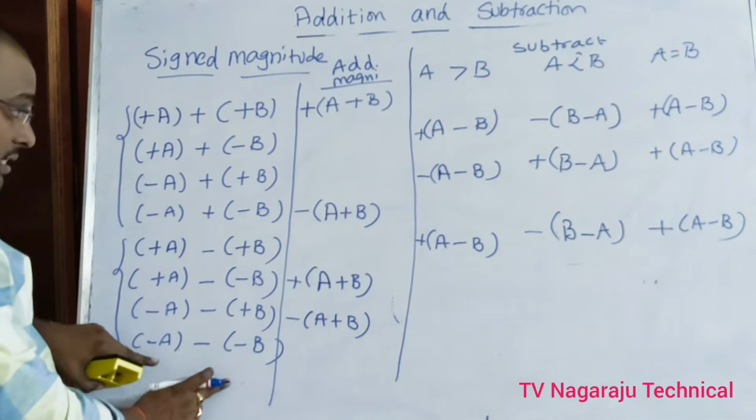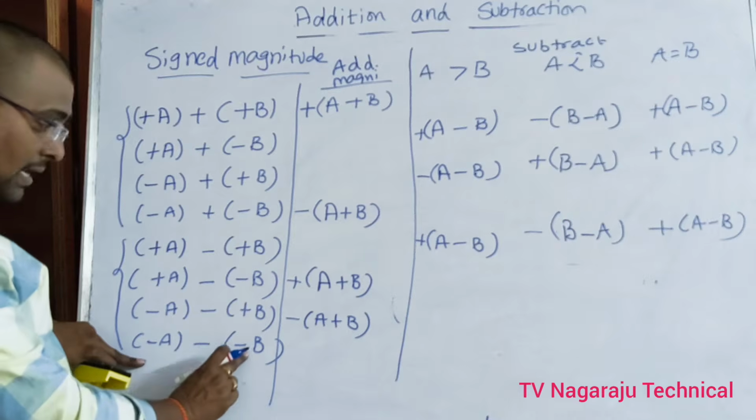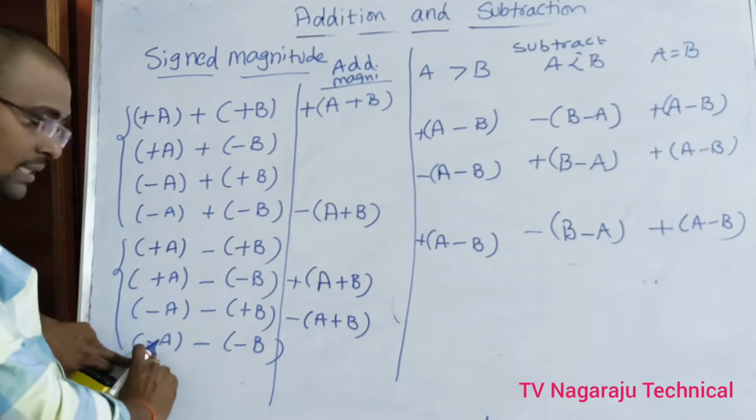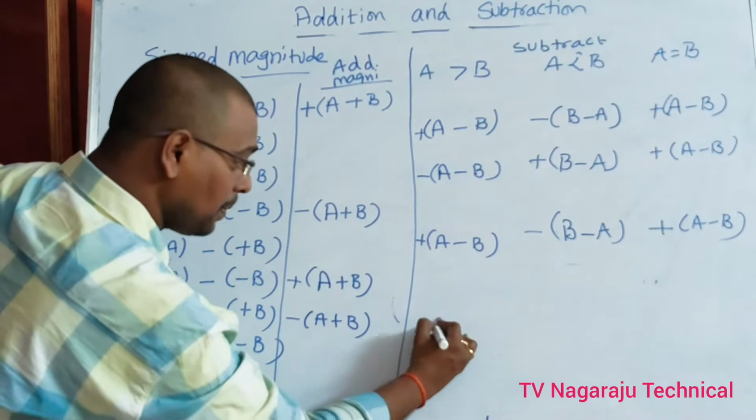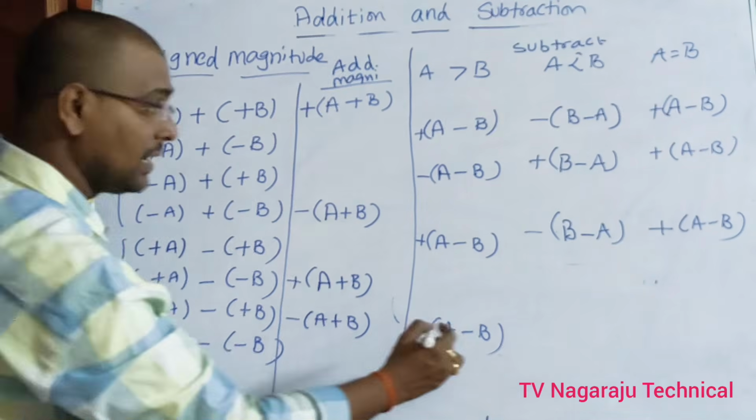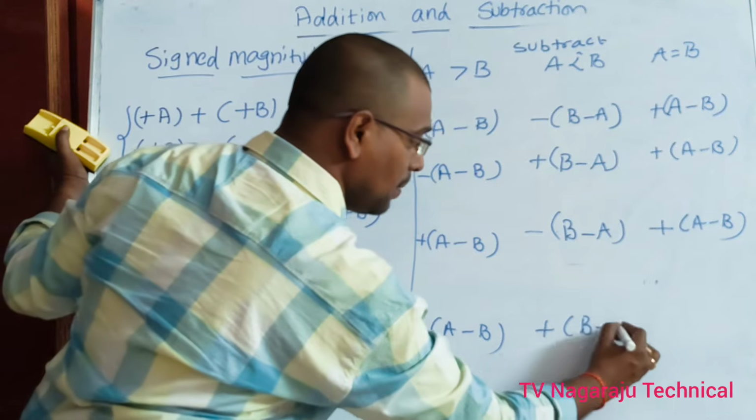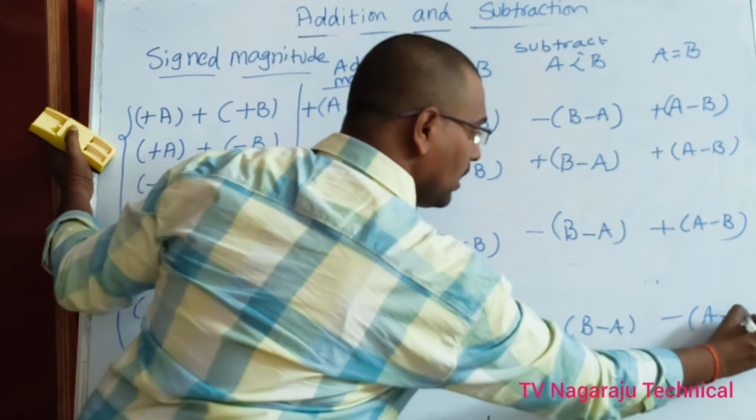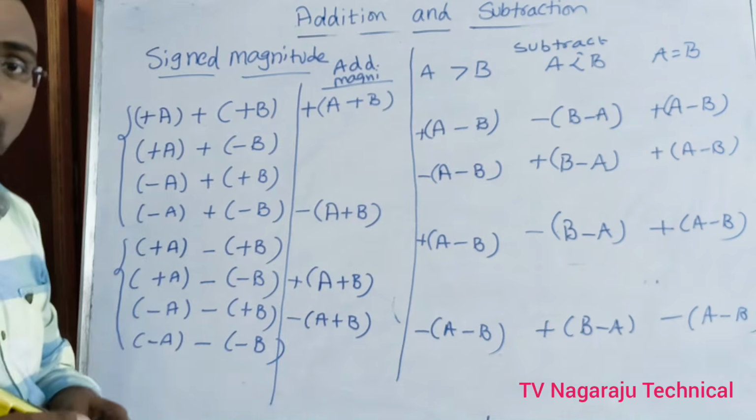And the last case here. Minus a minus b, so minus a plus b. Simply minus of a minus b, or if the b value is greater than the a value, plus b minus a. This one. Now if you observe, we can come to one conclusion.